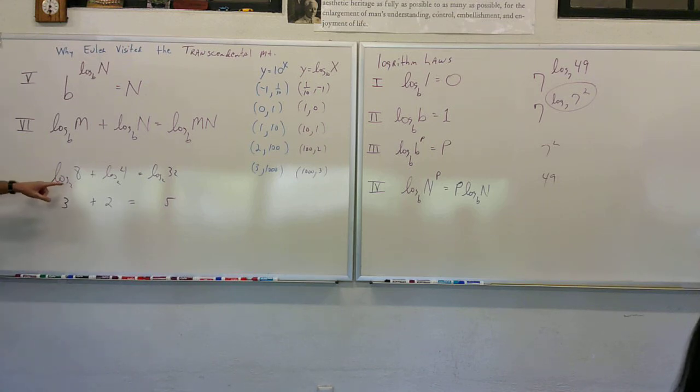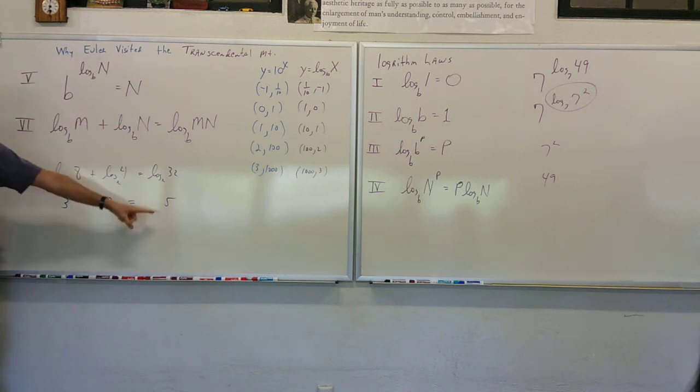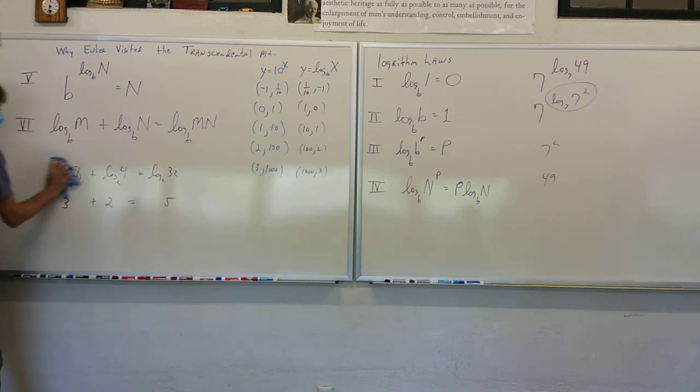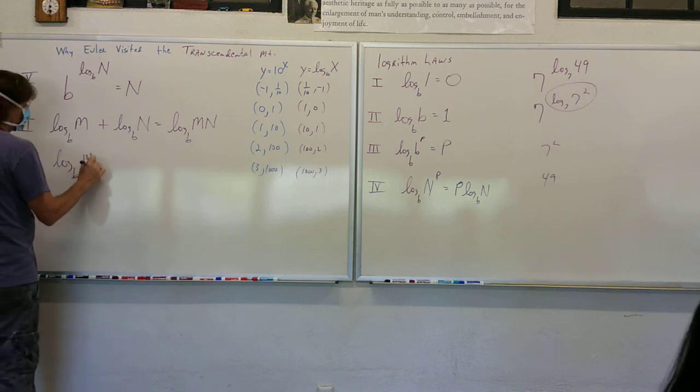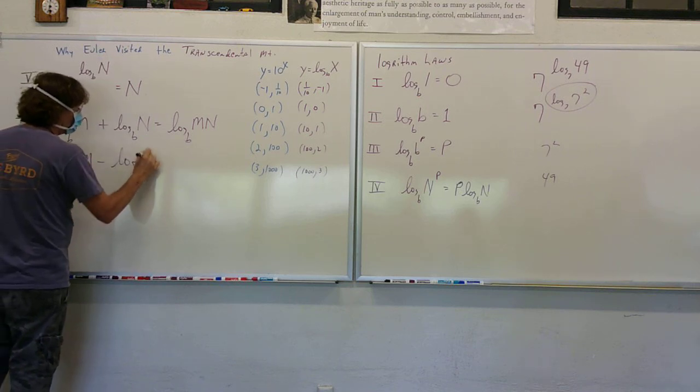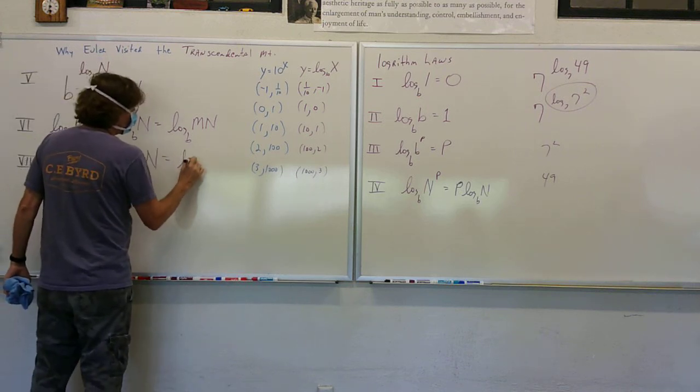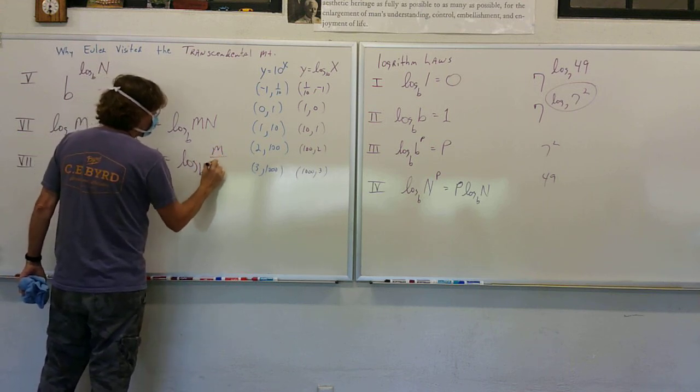I used the rule, I made 8 what? 2 to the 3rd, and I made 4 what? 2 to the 2nd, and then I used one of my rules over there. I did it this way without using this rule, and then I did it over here using the rule. It works. Rule number 7 is the same as that rule, except that's a minus sign right there. Rule 7: log base b of m minus log base b of n equals log base b of m over n.